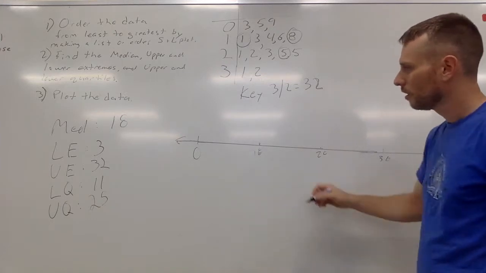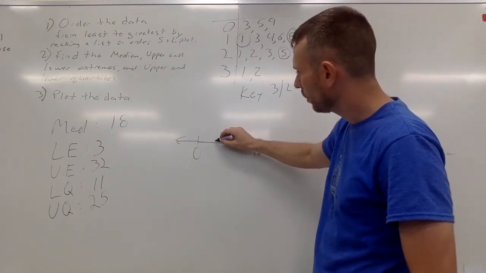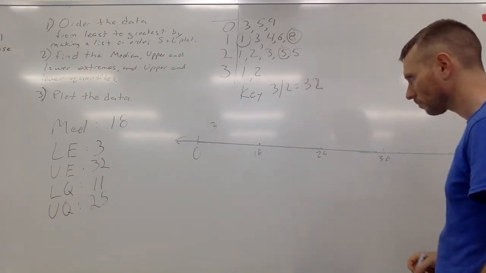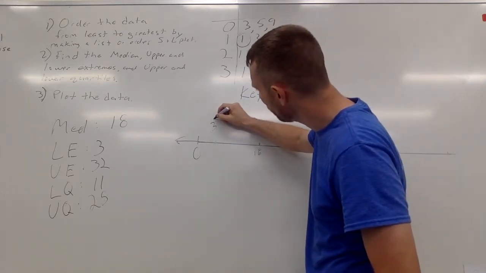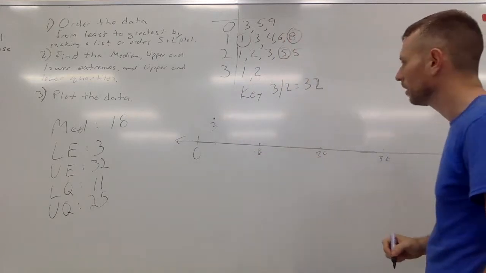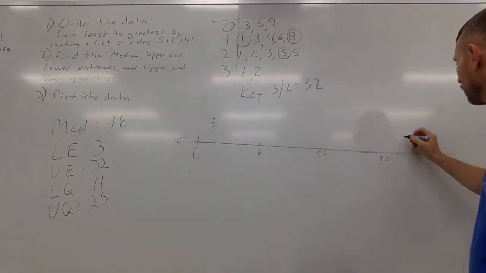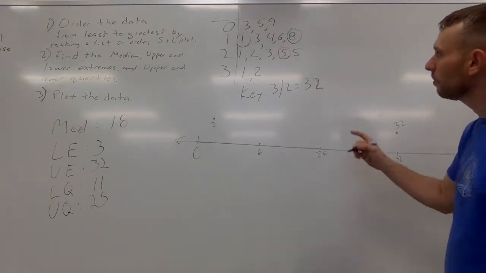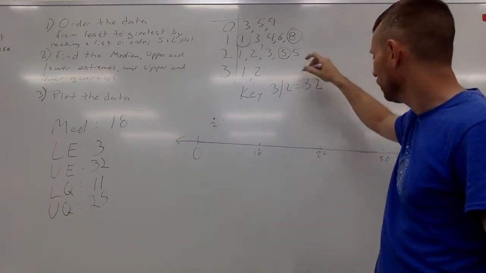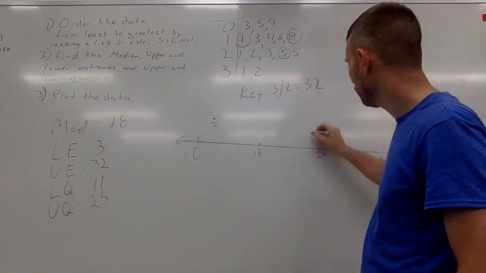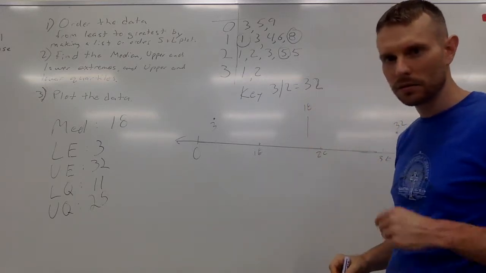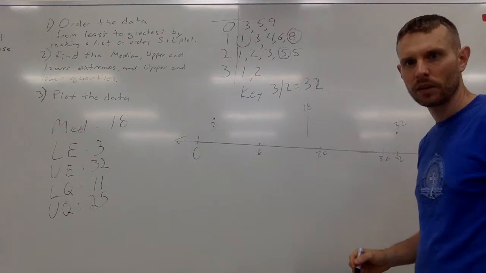Okay, now my lower extreme is 3. And the lower extreme you're going to represent with a dot. And then my upper extreme is 32. I'm going to represent that with a dot. Now, my median is 18. So at 18, I'm going to draw a line. This is where we get the box and whiskers from.